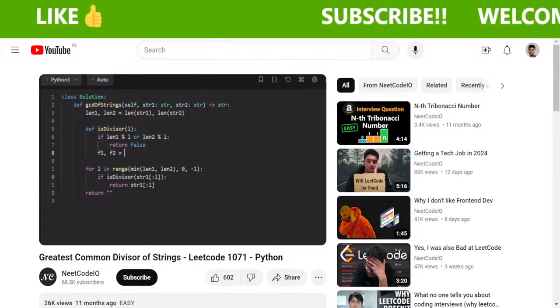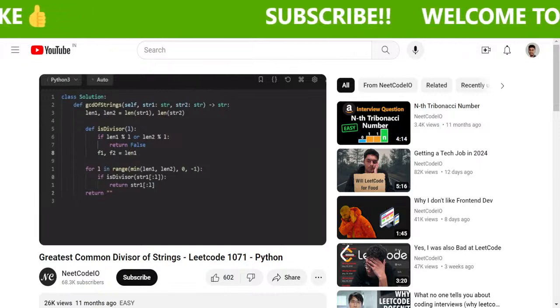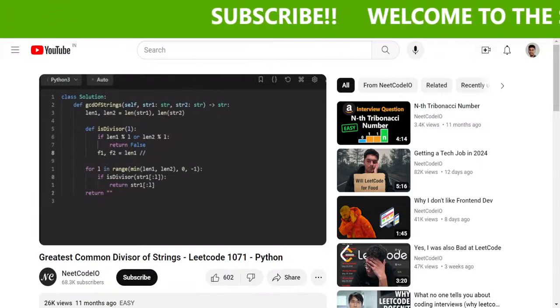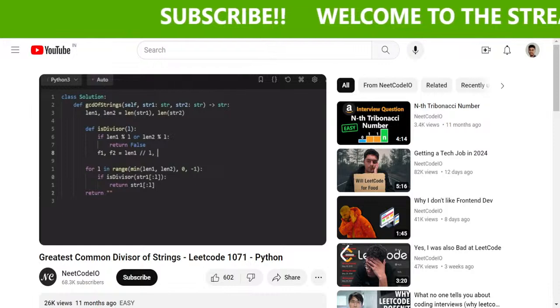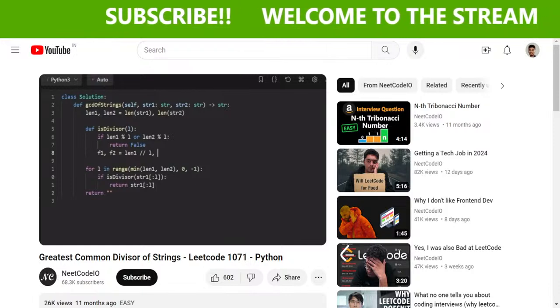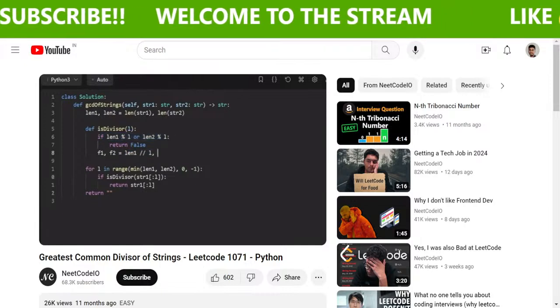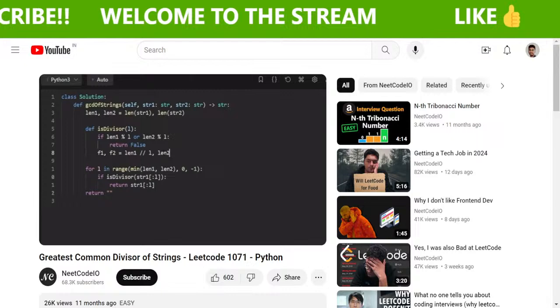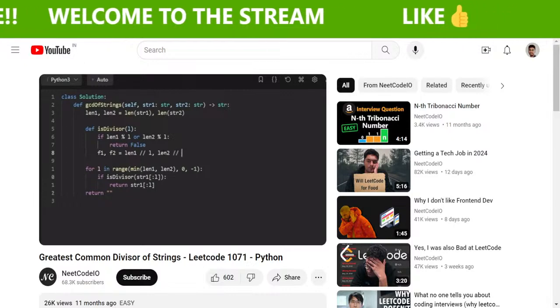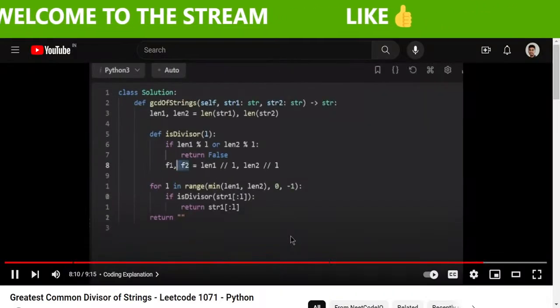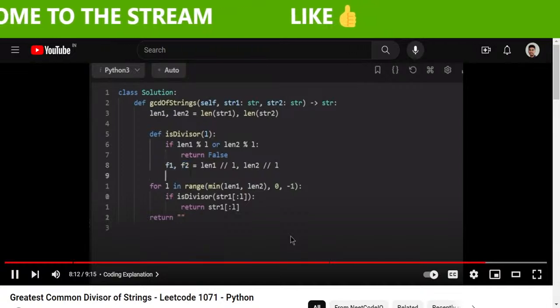So to get f1, we're just going to take the length of string 1 and divide it by L. We're doing integer division in Python, because we need to round down. Well, this would never be a decimal anyway, because we made sure that it is a factor, so you don't really need that, but I'll leave it anyway. L2 divided by L. So these are going to be the factors. This is going to tell us how many times we have to multiply.